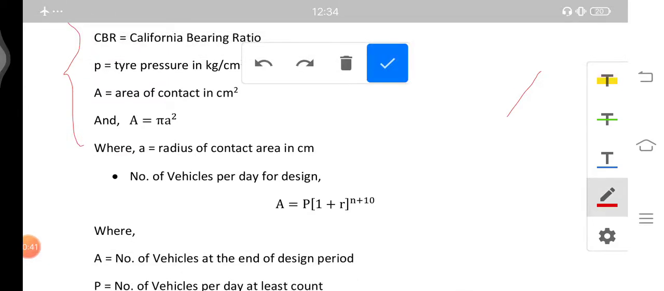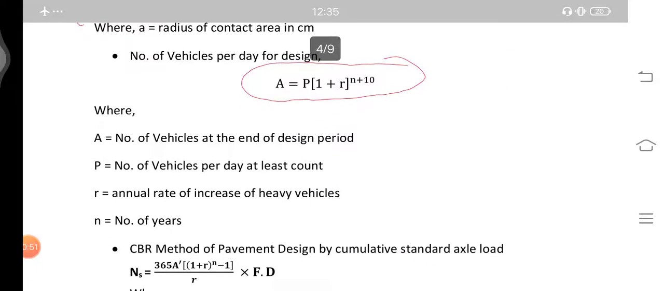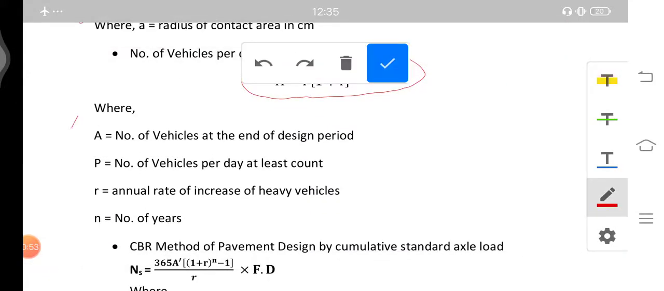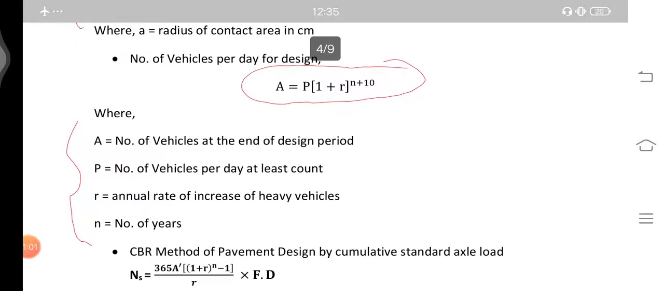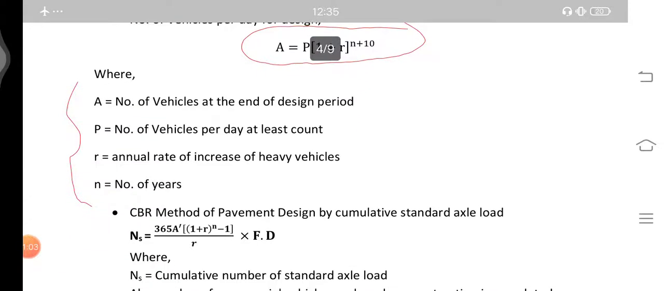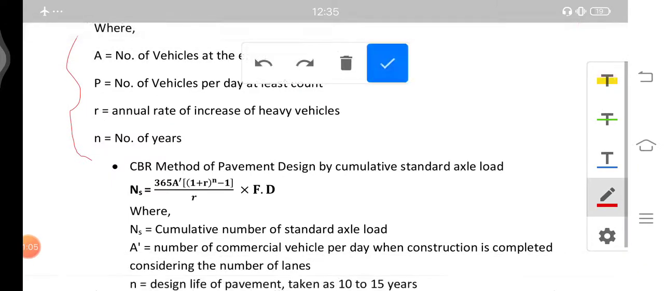So the number of vehicles per day for design, that is capital A, is given by this formula, P times (1 plus R) whole to the power n plus 10, where A is the number of vehicles at the end of design period, P is the number of vehicles per day at last count, R is the annual rate of increase of heavy vehicles, and n is the number of years. So the final formula for the CBR method of pavement design by cumulative standard axle load, and this is the most popular and widely used formula.